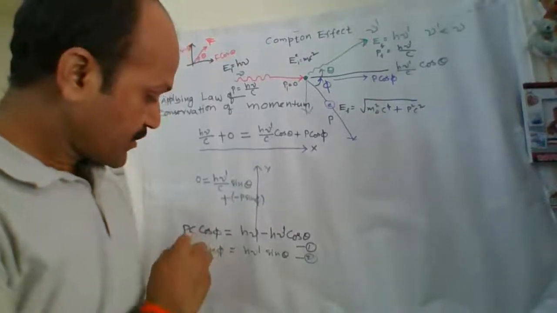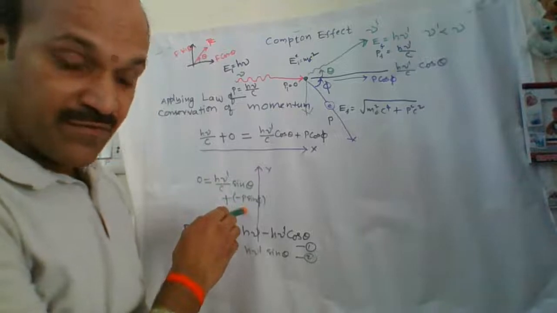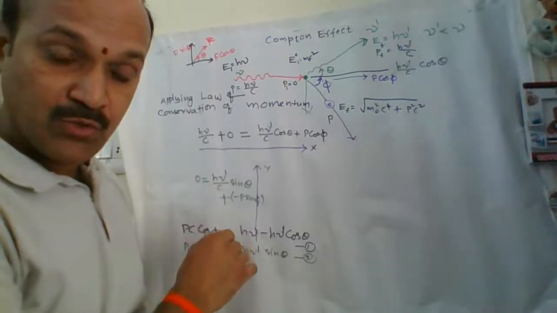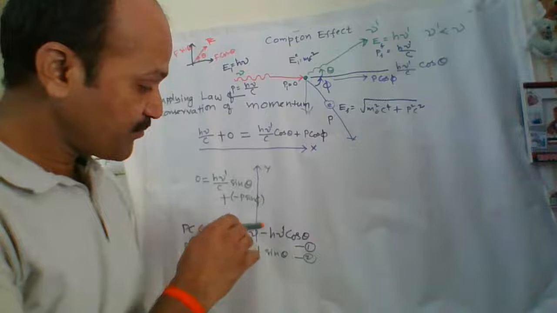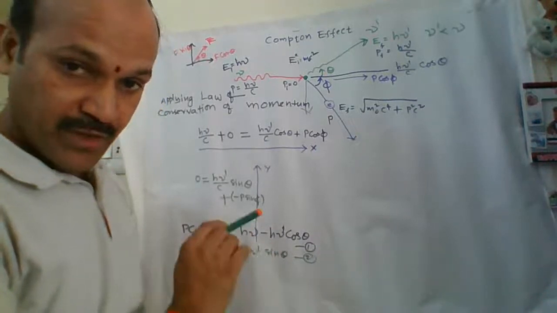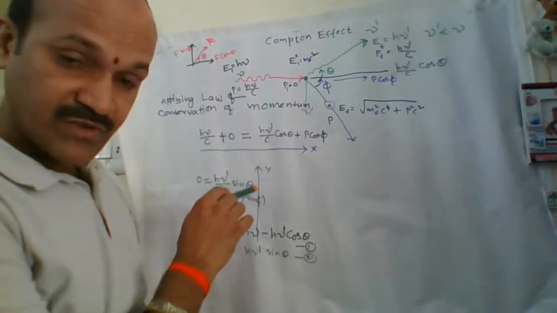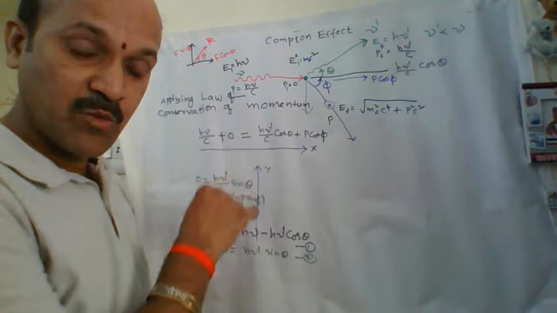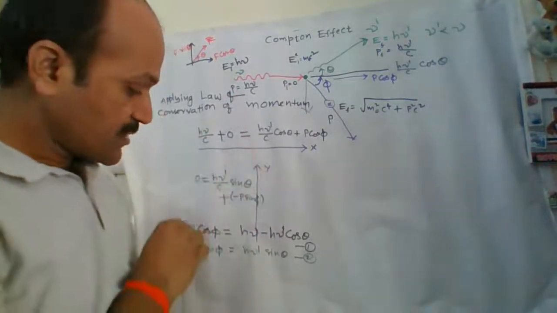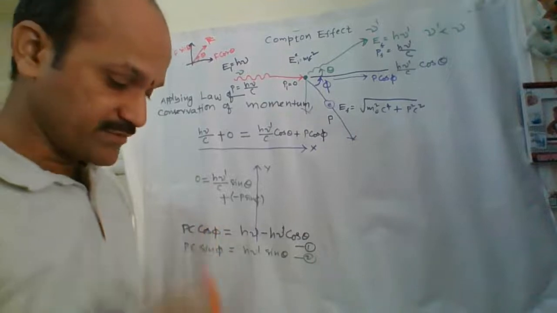Okay, so p c sin phi is equal to h nu dash by c sin theta, that is, p c sin phi equals h nu dash sin theta. This we got from conservation of linear momentum along the y-axis. Let us square it and add.